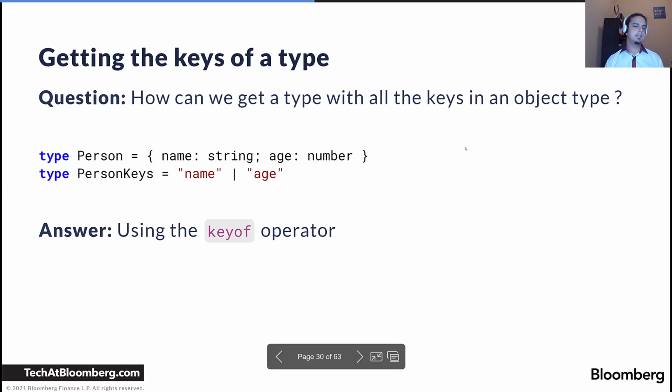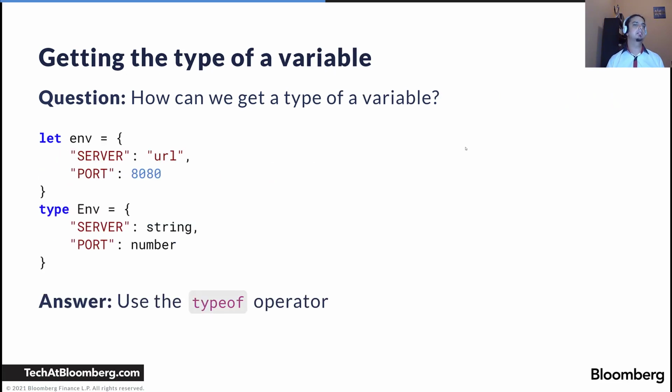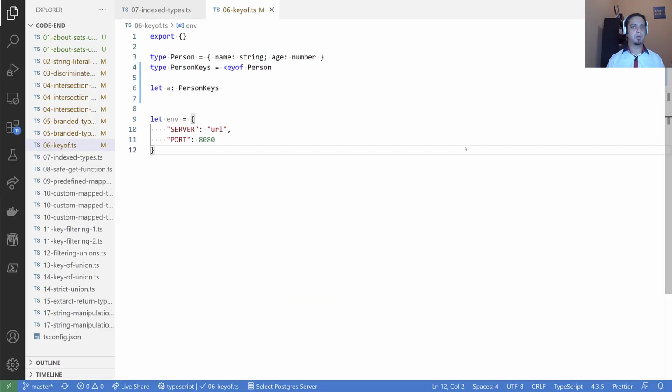Okay, let's see another type operator, namely the typeof operator. Now, what does this help us do? So the motivating question here is, okay, let's say we have defined a variable, we assigned an object literal to it, and we let the TypeScript compiler infer exactly what the type of that variable is going to be. Now the question is, how can we get the type of this variable? We want to get the type of the variable and then use it for something else without having to rewrite the type again. And the answer is we can use the typeof operator to achieve this.